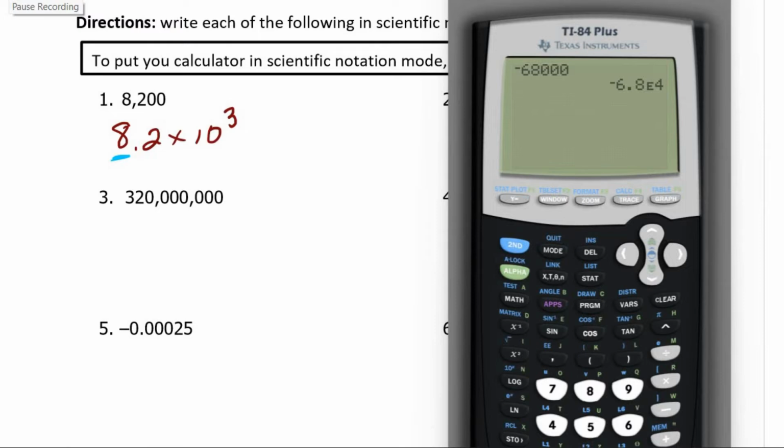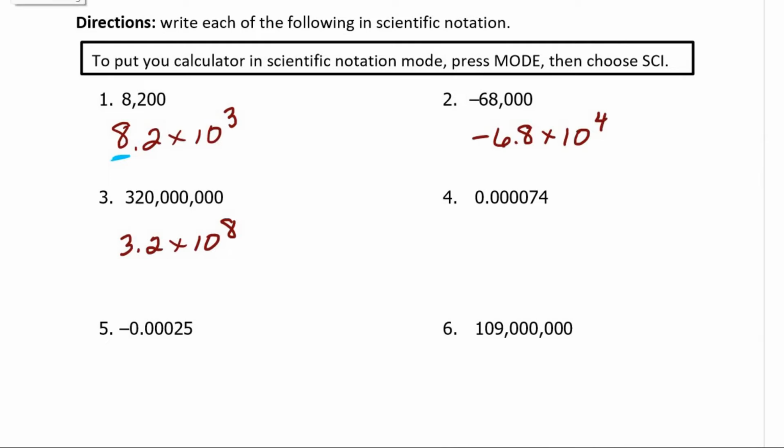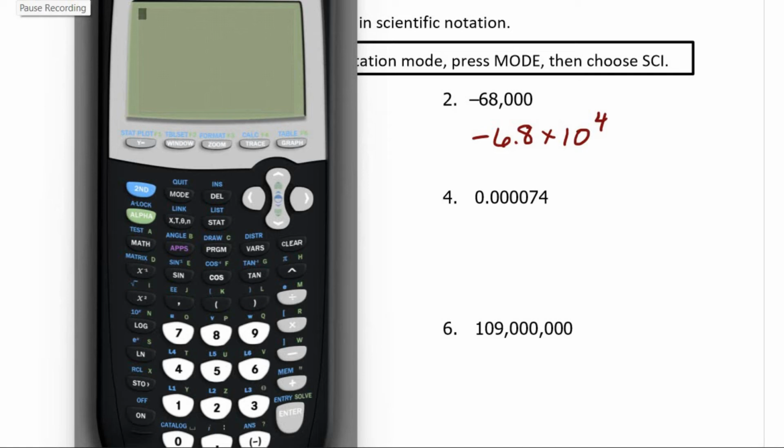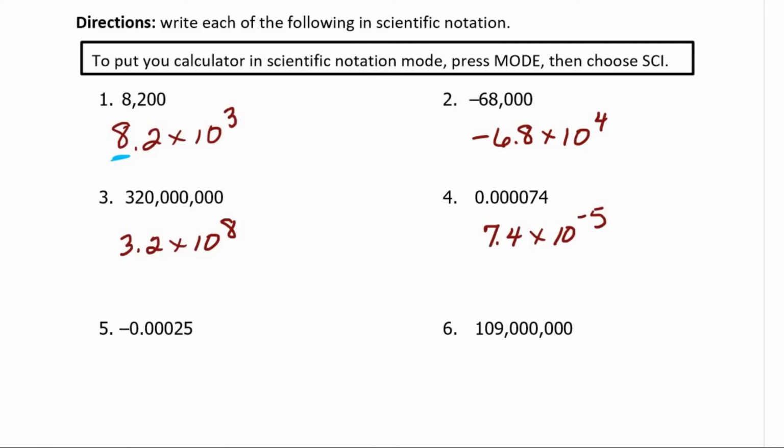Let me give you a minute to pause the video and try problem number 3 on your own. And there is your answer. Problem number 4. Notice that this number is really close to 0. This is what I consider a microscope number. I know that my answer is going to have a negative exponent. Enter the number into the calculator, press enter, and you can see that my answer is 7.4 times 10 to the negative 5th power. Let me give you a minute to pause the video and try problems 5 and 6. And there are your answers.